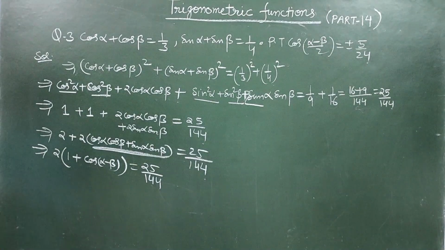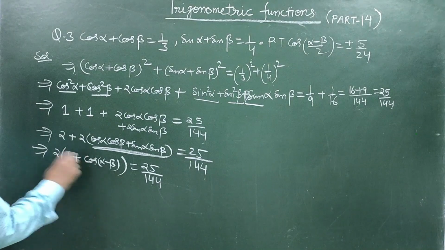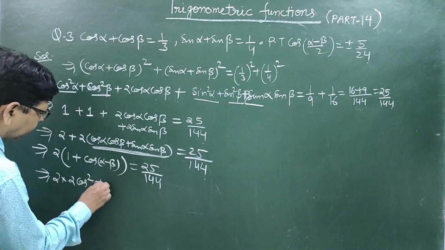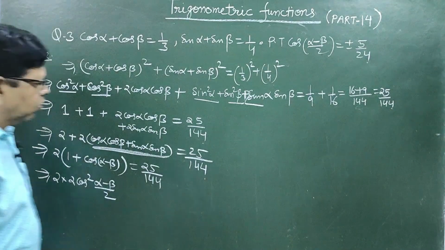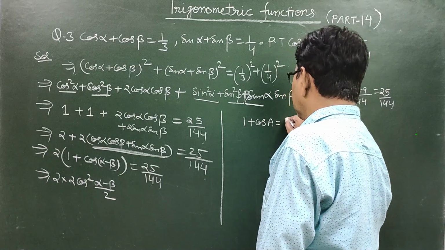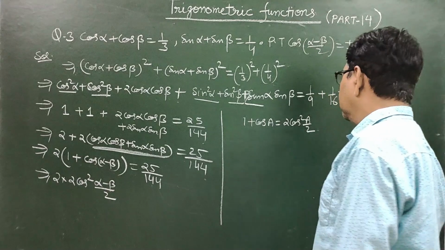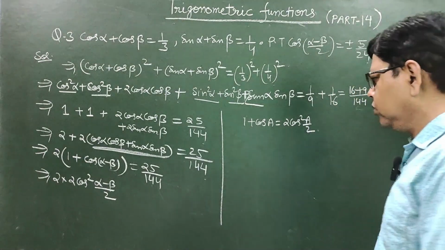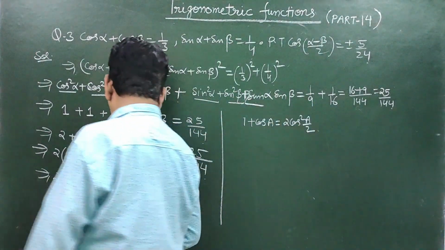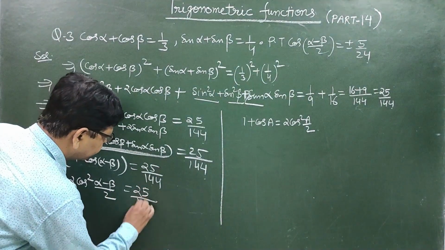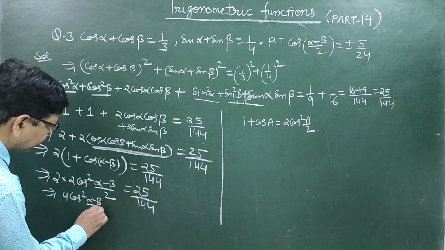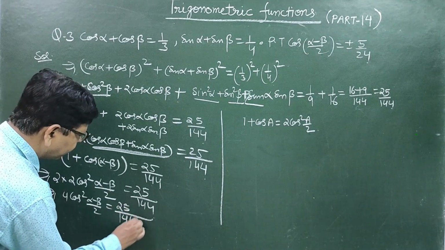Now 1 plus cos alpha minus beta, you know, 1 plus cos A is equal to 2 cos square A by 2. So I can write 2 into 2 cos square alpha minus beta by 2. Because you know that 1 plus cos A is equal to 2 cos square A by 2, or cos square A by 2 is equal to 1 plus cos A upon 2. So using that formula, 1 plus cos of A is equal to 2 cos square A upon 2. This is equal to 25 upon 144. Now 2 into 2 is 4. 4 cos square alpha minus beta by 2 is equal to 25 upon 144.